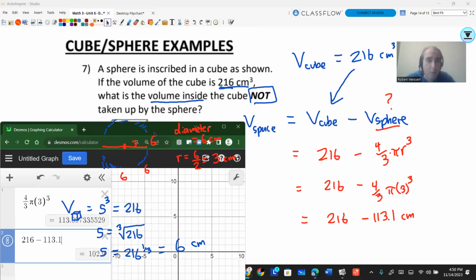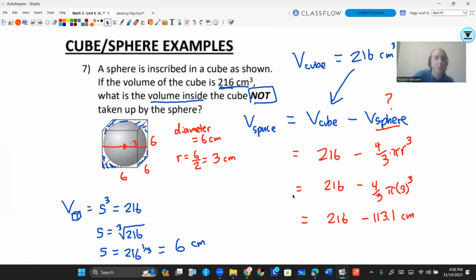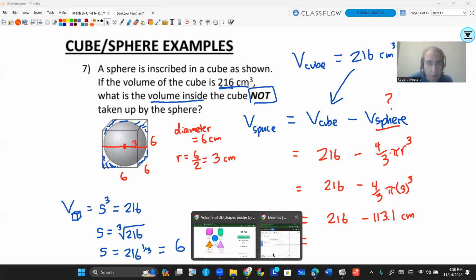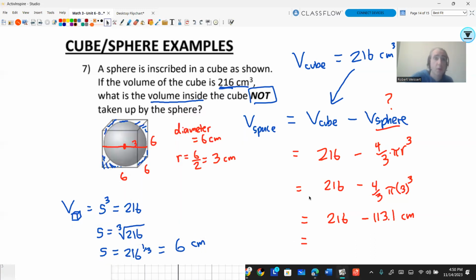So let's write that down, and we'll be done with this video, and you should be able to do all your work now from here on out. So we would say that's going to be equal to 102.9. And what are our units? This is centimeters, so centimeters cubed. So the volume of the space not taken up by the sphere, that empty space, is 102.9 centimeters cubed.